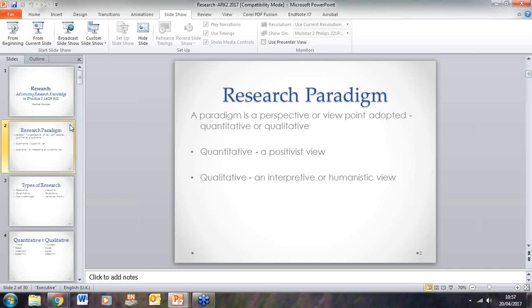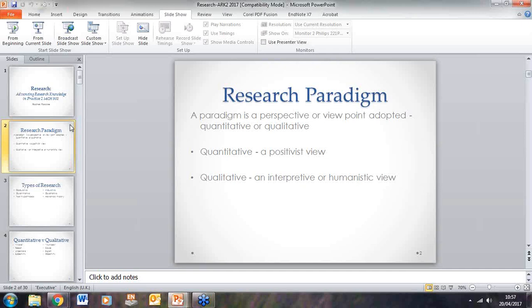And so firstly, you're going to make a decision at the beginning of your research question about what perspective you're going to come from. Where are you going to take this piece of research? Are you going to do a piece of empirical positivist research, or are you going to do a piece of interpretive qualitative research? You can't be both. You have to make a decision right at the beginning.